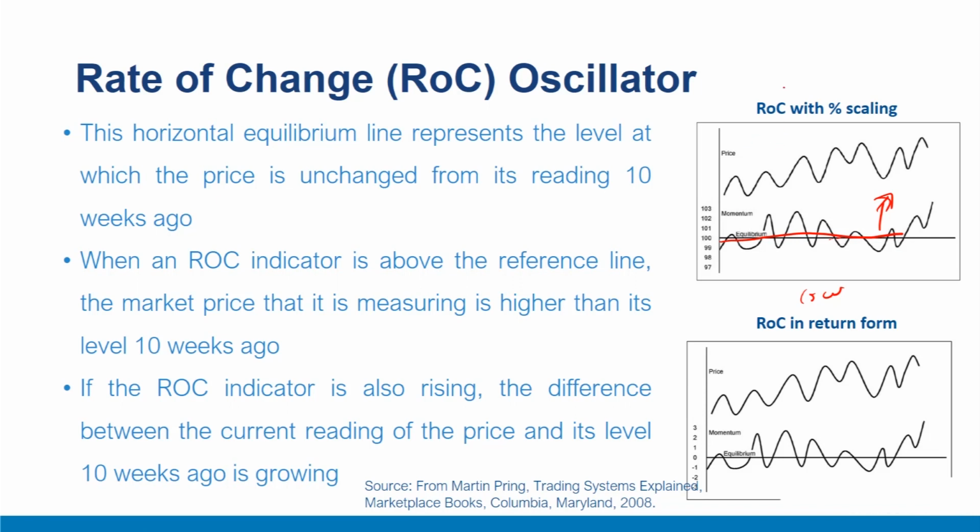Please also note that ROC can be presented in two forms: percentage scaling, that means the current price P_t upon the price 10 weeks before, or return form, which is ln of P_t upon P_{t-10}. So the bottom one is in the return form, the upper one is in the scaling form. Also, if the ROC indicator is rising like this, then the difference between the current reading of price P_t and its level 10 weeks ago is also growing. So P_t is moving ahead as compared to its level 10 weeks before.